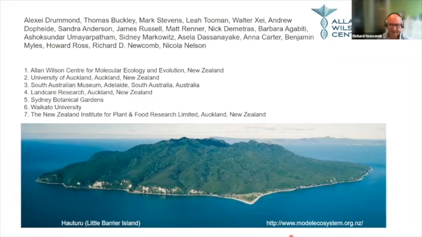So that's the end of that section. I think there are probably no surprises in there, but just to acknowledge that a huge effort has gone into this work. So I'd just like to acknowledge all my colleagues there, and this was done under the auspices of the Allan Wilson Centre, which is now defunct, unfortunately.